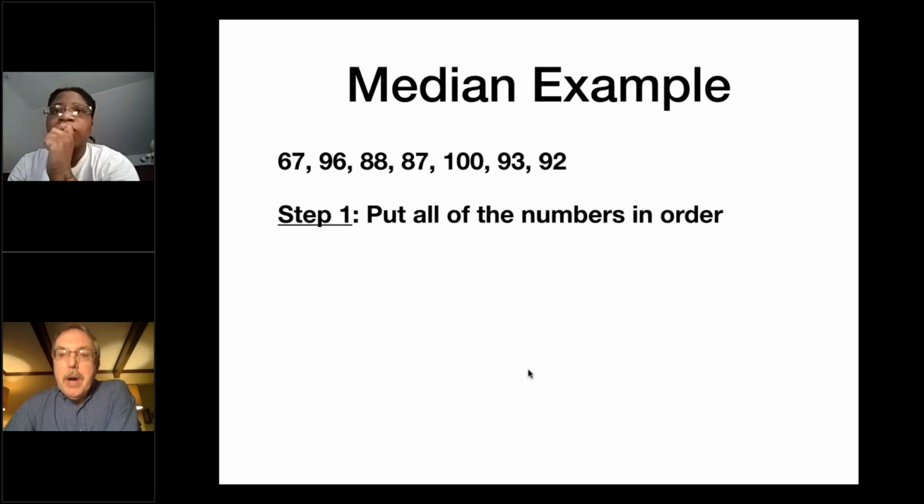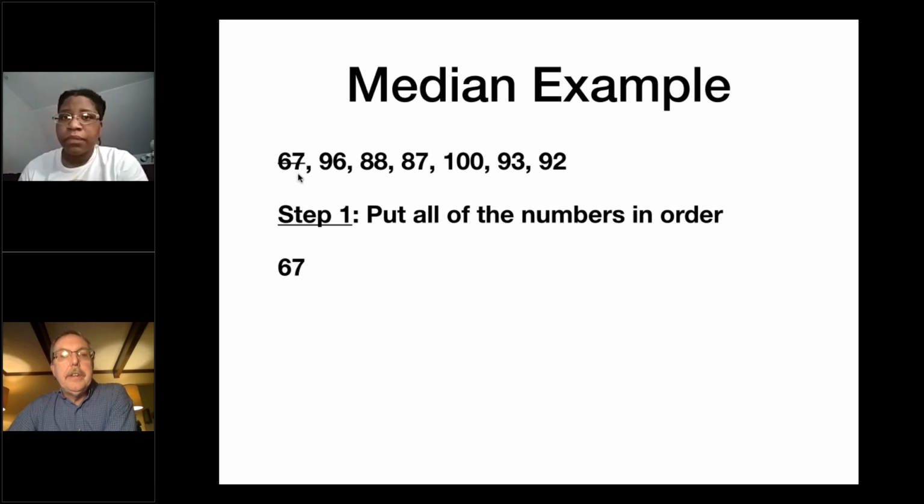And how you probably want to do this is kind of like how we did it for mode. You write them down as you find them. Look for the lowest one and then write that one down. Look for the next lowest and write that one down. So we'll just go ahead and then cross them off as you go along. So let's do that here.